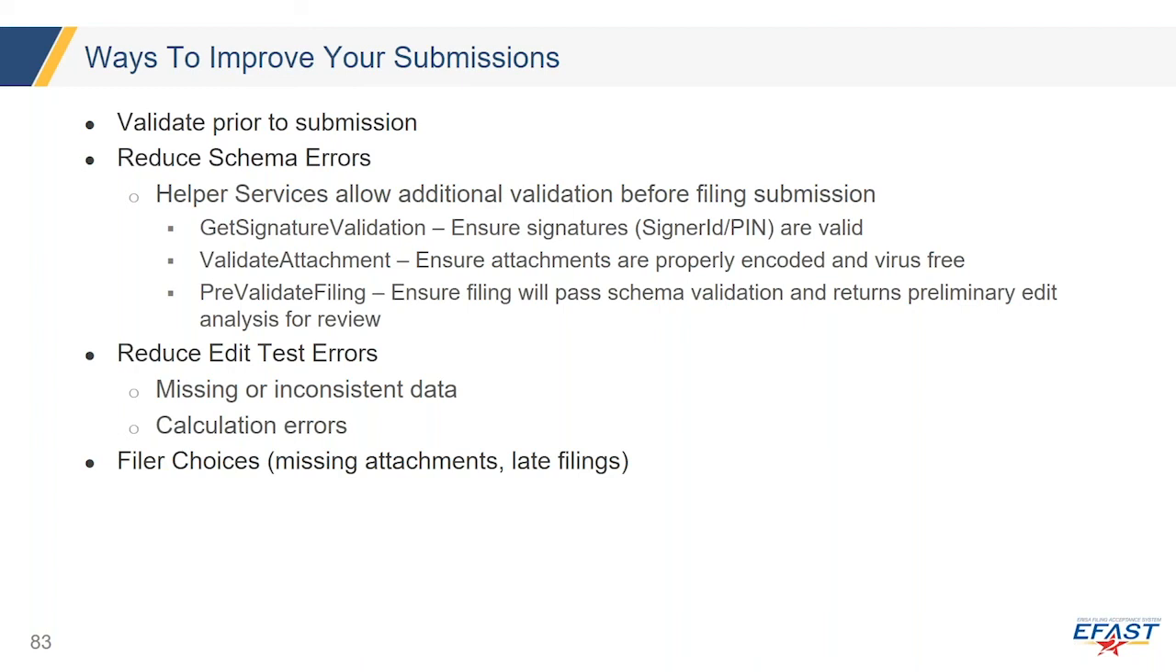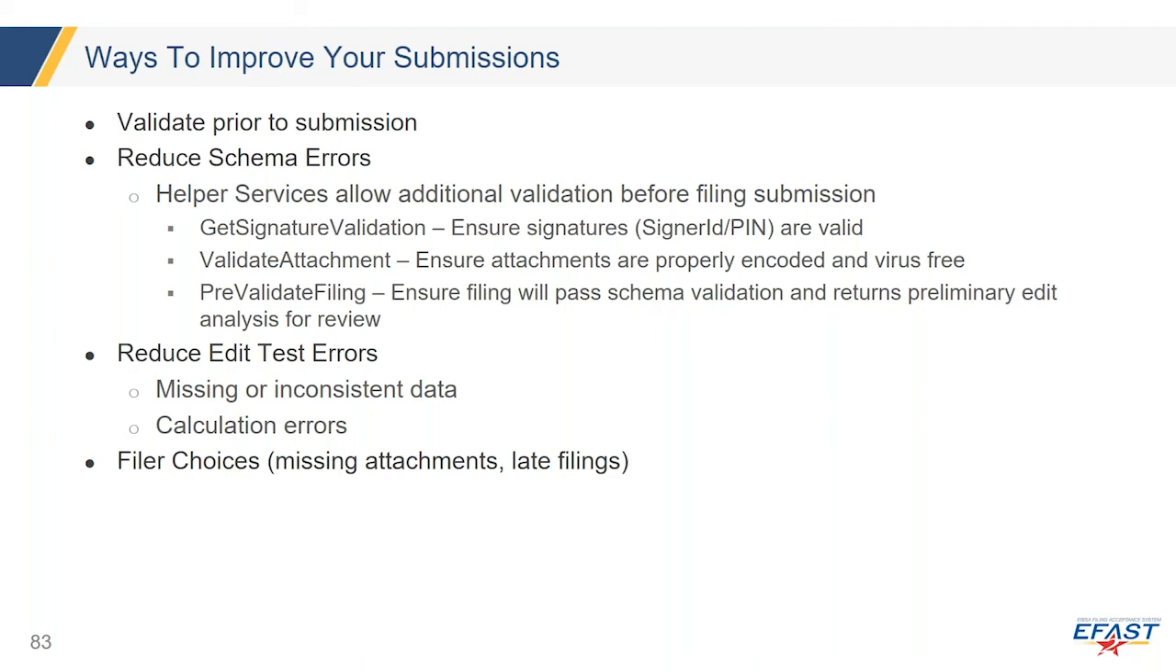We have, like I said, the pre-validate filing. We also have the get signature validation and validate attachment services, which will allow third-party vendors to check their filings before actually submitting them and reduce the amount of errors. And that's exactly what we want to do.